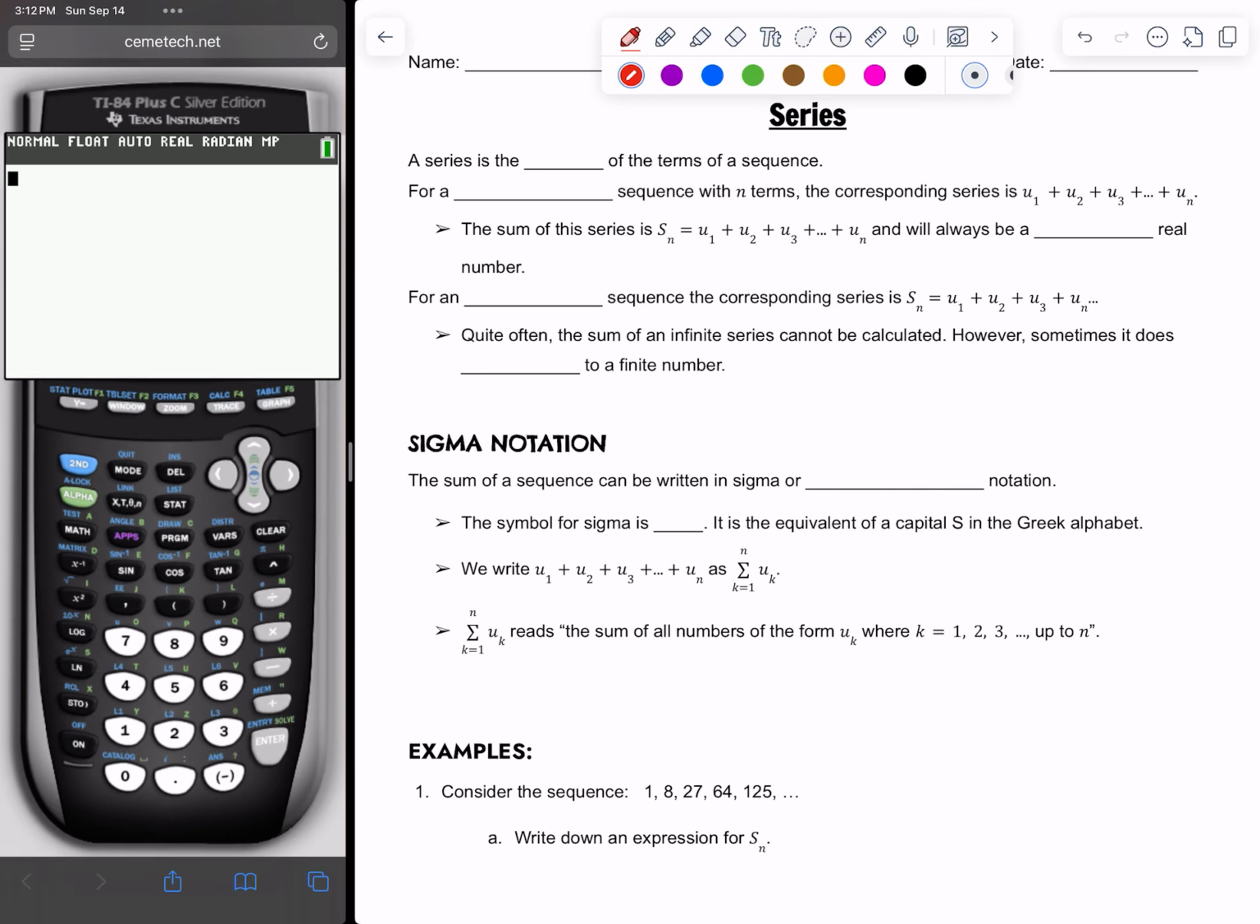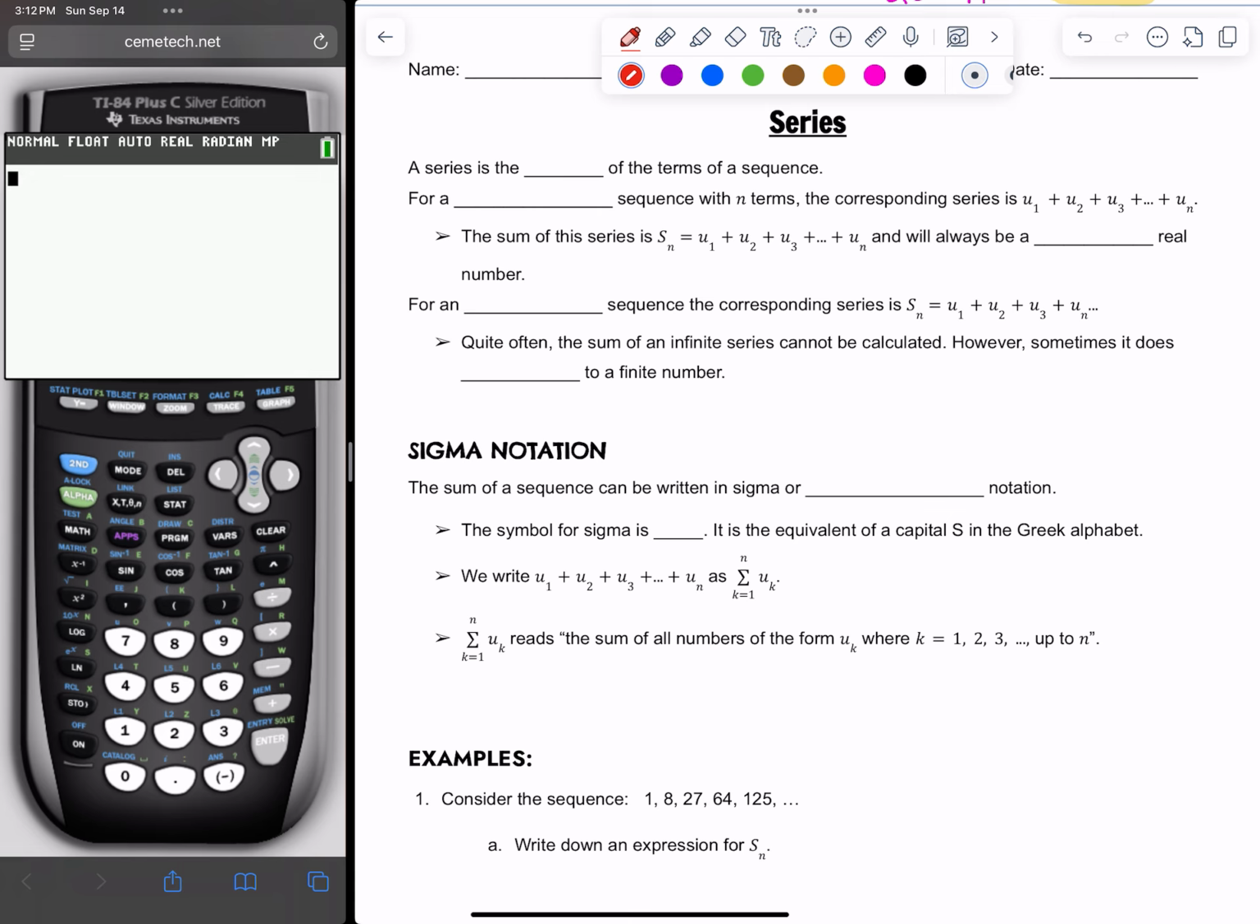Hello. Today we're going to talk about series. So, when we talk about series, make sure that you understand that a series is nothing but the sum of the terms of a sequence. So, all you're doing is adding up all of your terms together.